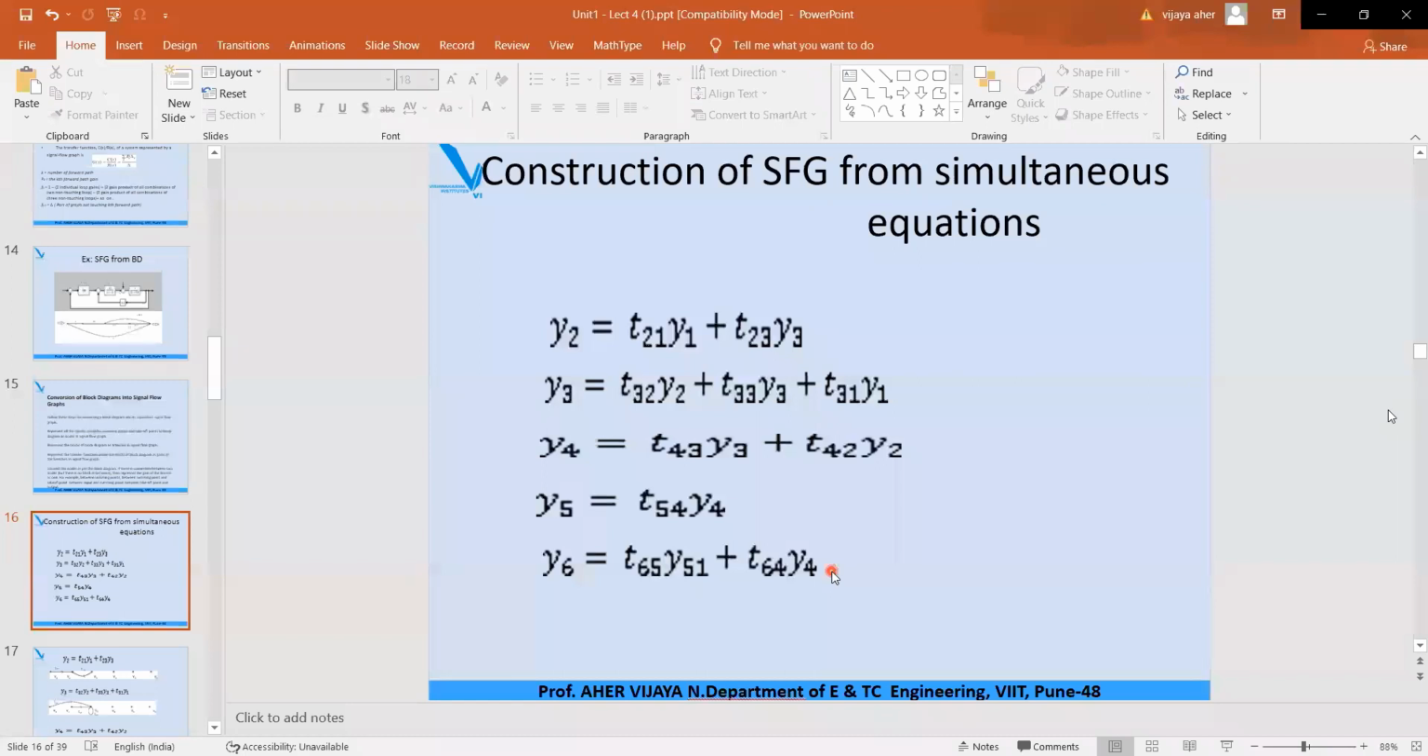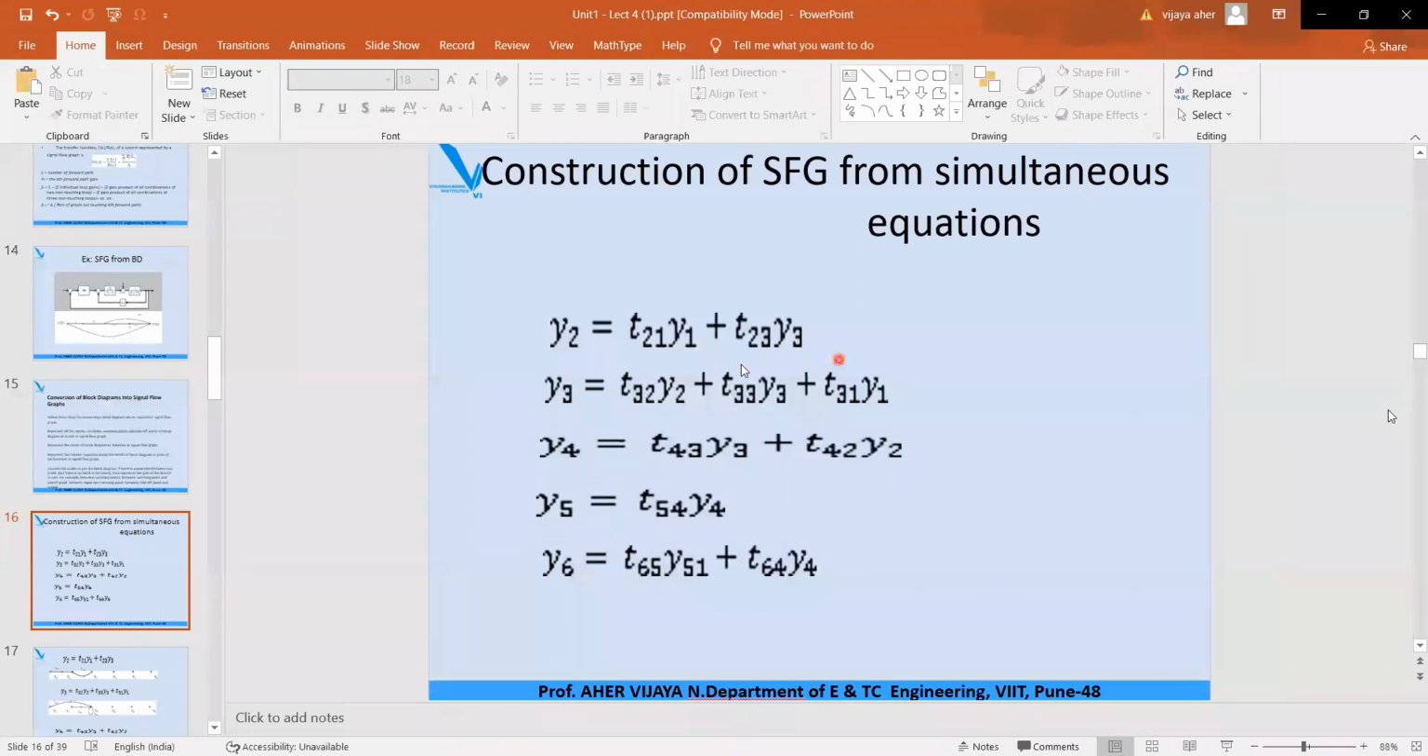Now, from this we are going to draw the SFG. Starting from the first equation, all these are simultaneous equations. The first simultaneous equation is y2 equal to t21 into y1 plus t23 into y3. Now we are going to draw the SFG for this equation. Have you drawn it? You have to write all this in your notebook, and draw along with me. You are supposed to write this simultaneous equation in your notebook. From this simultaneous equation, you are going to draw the SFG.